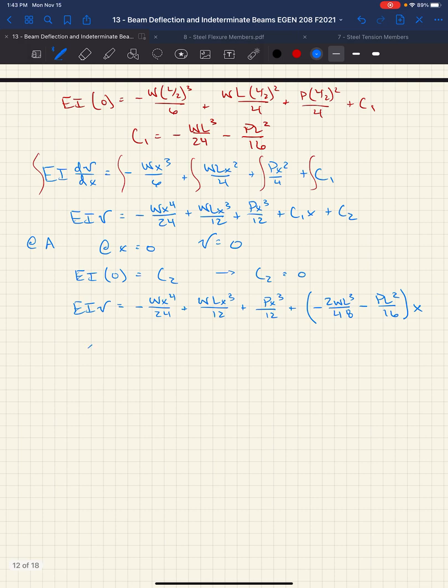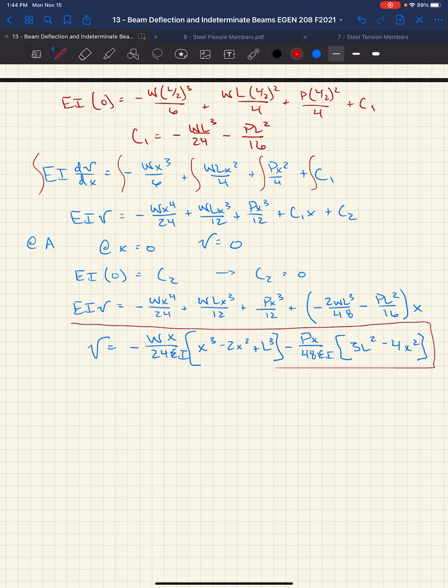If we simplify this, we can pull out the Wx over 24 EI. We can multiply that by x cubed minus 2Lx squared plus L cubed, minus Px over 48 EI times 3L squared minus 4x squared. If you couldn't see that simplification in there, you have problems. Just kidding. I could never see that. The reason why I'm doing this, you'll find out in a second, okay? I want everything to look just like this.